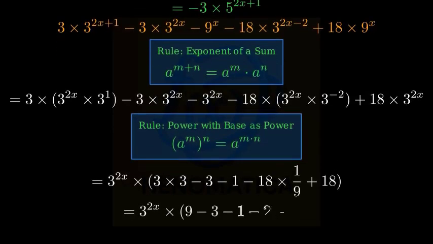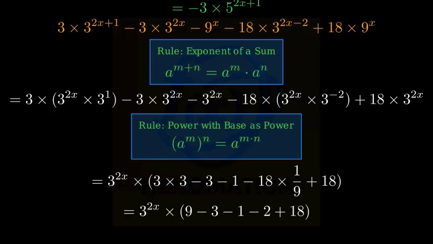Now we can factor out 3 to the power of 2x from all terms. This gives us 3 to the power of 2x multiplied by the expression in the parentheses. Let's evaluate what's inside the parentheses. 3 times 3 equals 9. 18 divided by 9 equals 2.